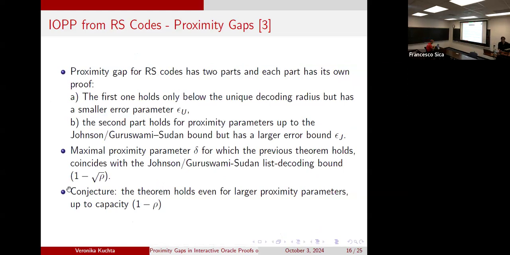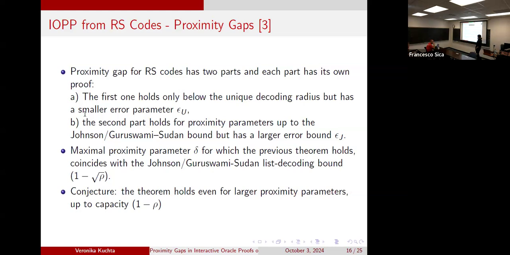And so the first proximity gap holds only below the unique decoding radius, so up to (1 minus rho) over 2, right? But it has a smaller error parameter. And the second part, as you've seen, holds for proximity parameters up to the Johnson bound, but it has a larger error bound. So basically, the maximum proximity parameter for which the proximity gap theorem holds coincides exactly with the Johnson list-decoding bound.